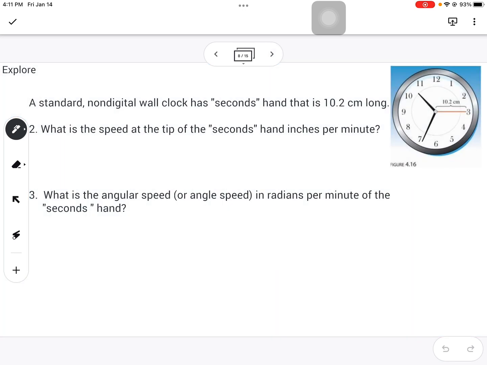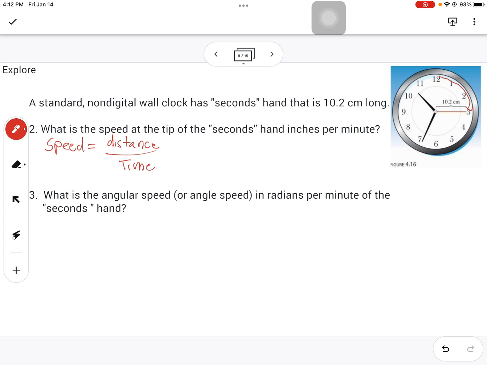So we have part 2 of our clock problem. It says, what is the speed at the tip of the hand in inches per minute? Okay, same clock. Now we're talking about the speed. So think back, we said that speed is distance over time. Now, when we're going in a circular direction, our distance is our circumference.